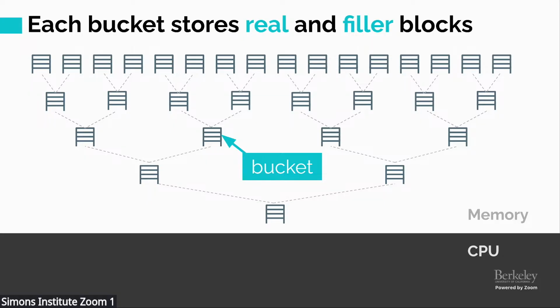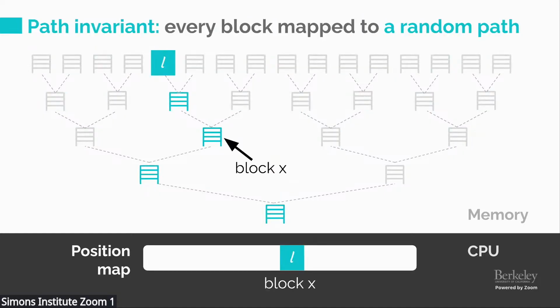So every bucket is going to have a finite number of slots, and every slot can store either a real block or a filler block. A real block is an encryption of actual data, and a filler block is just an encryption of zero. It's only there for security. Okay. And the main invariant we want to maintain is that every block is mapped to some random path. So in this case, the block with logical address X is mapped to the blue path.